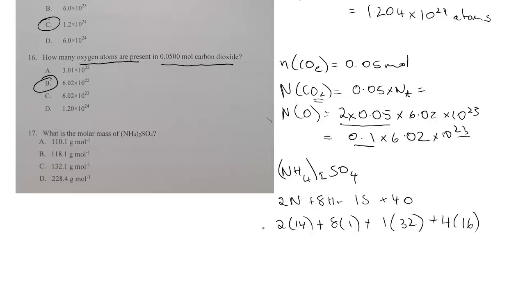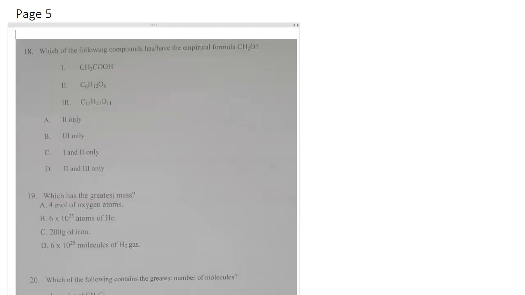You'll notice that my molar masses aren't very accurate here. This will give us 132 grams per mole. But from your answers here, you can select option C, because it's the closest one to our approximation. Okay, let's have a look at page 5. So page 5, we have question 18.